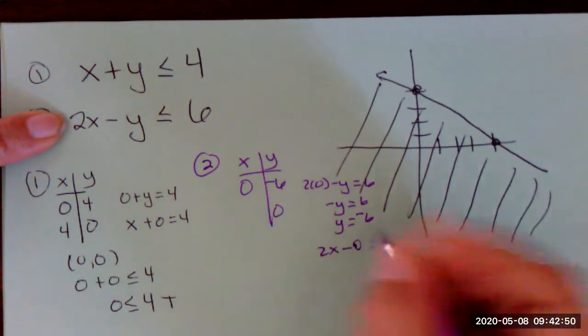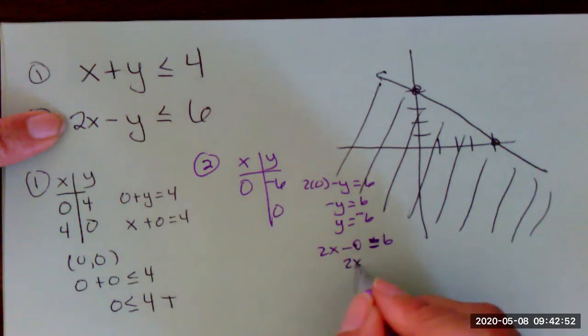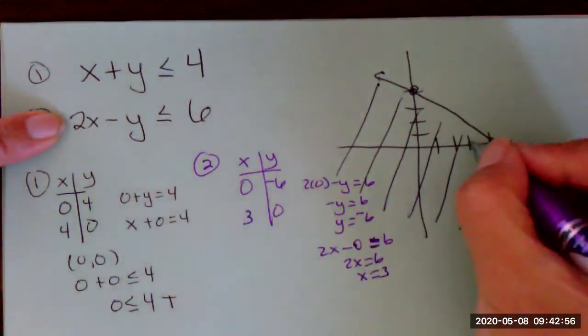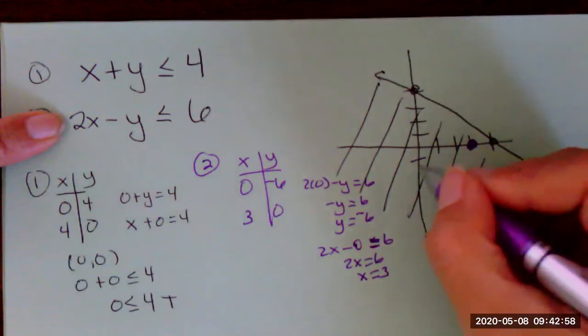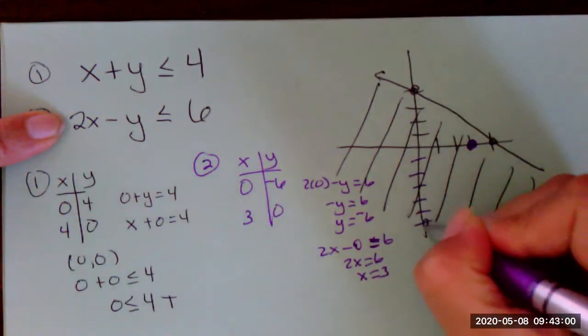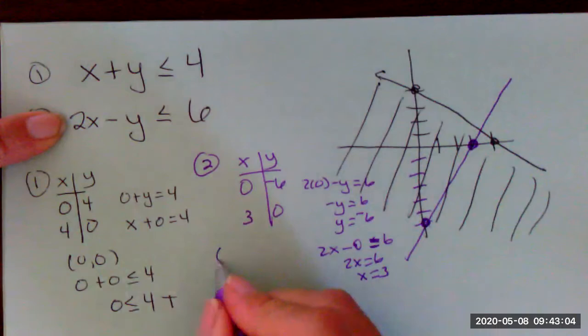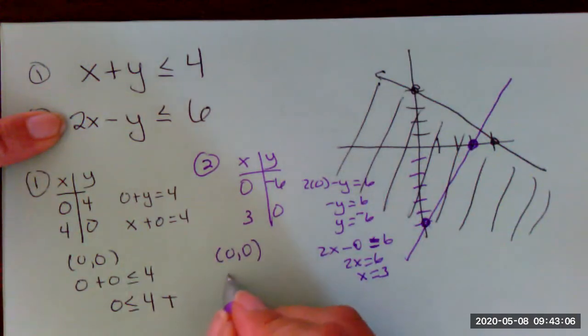We're going to set y equals 6 because I'm just trying to find the point. So 2x equals 6, or x equals 3. So 1, 2, 3, and 1, 2, 3, 4, 5, 6. I've got to test the point 0, 0.